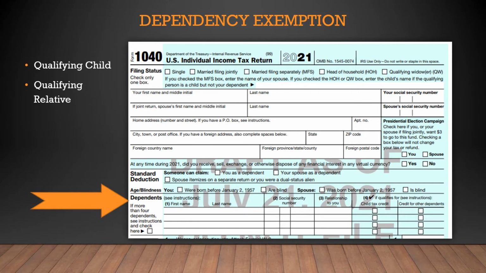And you can see right there on the page where we put down the first and last names, the social security number, their relationship to the taxpayer. And then there's a couple of columns for what kind of credit this person might qualify for. And we'll cover more about those credits in a later lesson, but you can see where they show up.